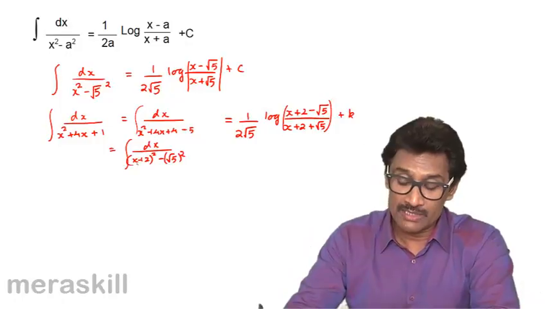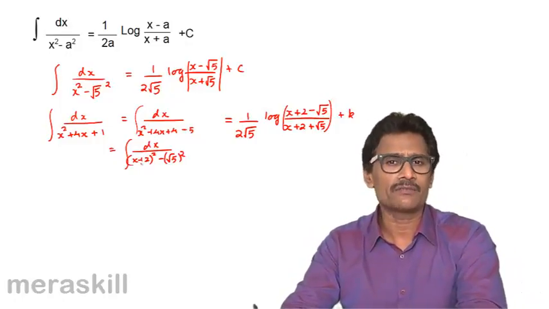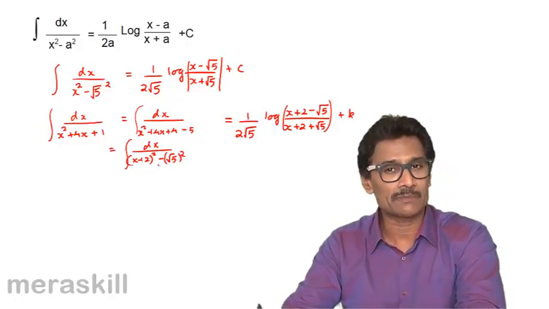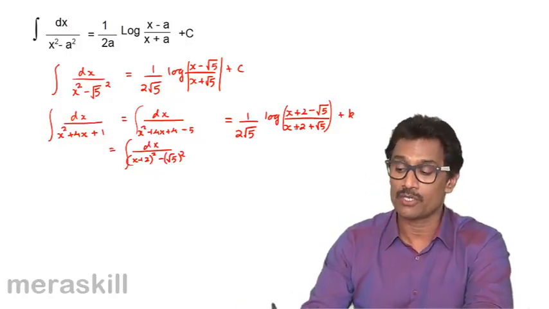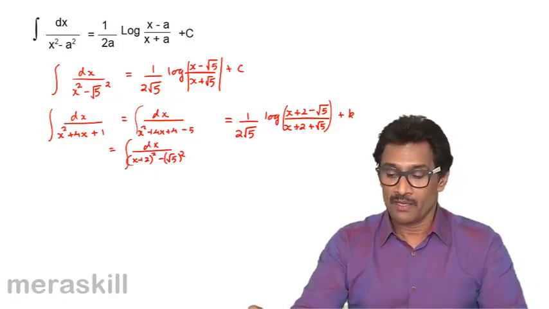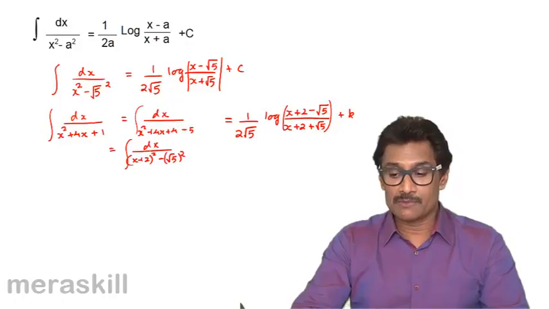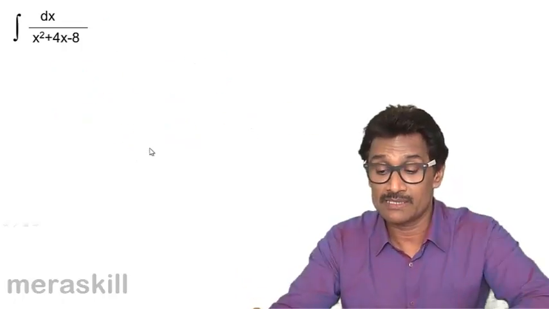Here all the terms containing x are written in the form of a perfect square expression, x plus something the whole square, and hence accordingly we get it this way. So these are ways in which you can apply this particular formula. Say for example, let's see how to do this.